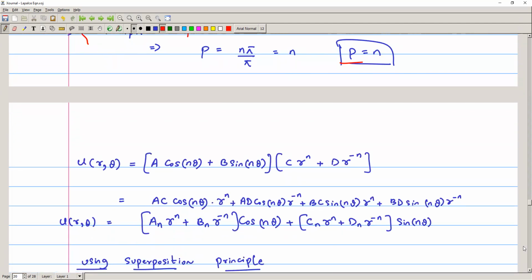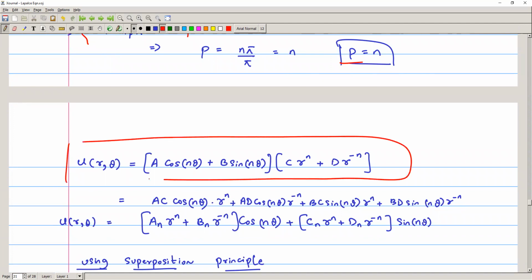So now we can apply p is equal to n in the equation. Here we will get the solution for this. Now we have here a multiplied by c, r to the power n, cosine n theta, and all this. So for AC, AD, BC and BD we are replacing them with these constants, right? A and B and C and D, to make it simpler.